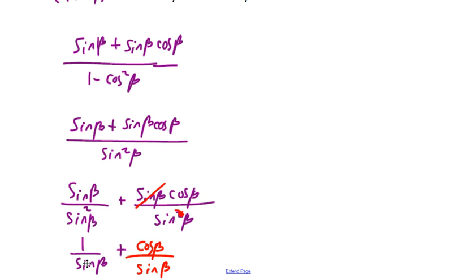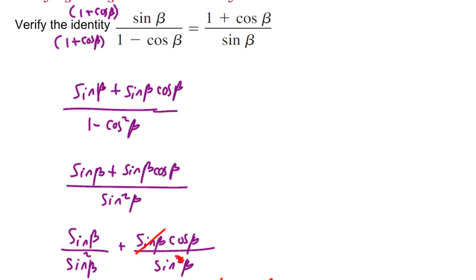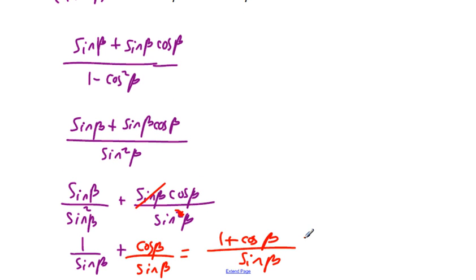And you can write this all over 1, so this right here is 1 plus cosine of beta all over our common denominator of sine of beta. And I believe that's what we're trying to verify. And there it is. 1 plus cosine of beta over sine of beta is the same thing that we got down here.